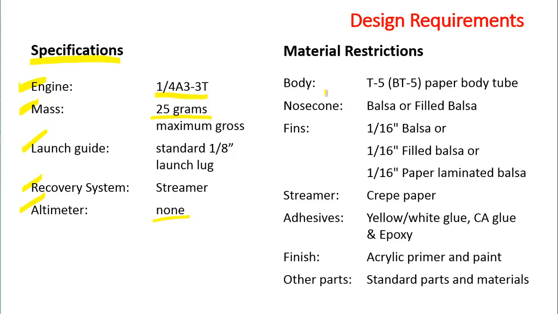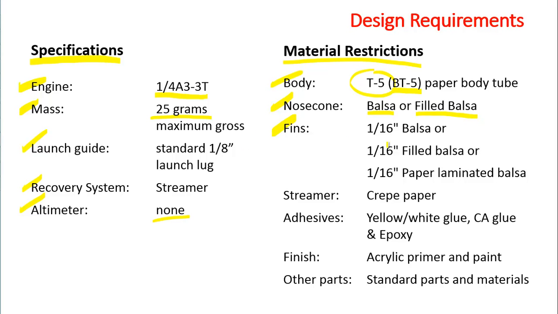Now, material restrictions. We want you to limit the size of your body tube. Use only a T5 paper body tube. T5, by the way, is sometimes referred to as BT5. We usually just use the terminology T5. Nose cone. A balsa or a filled balsa nose cone. Okay, I realize you don't know what filled balsa is at this point, and that's okay. We'll get to that.